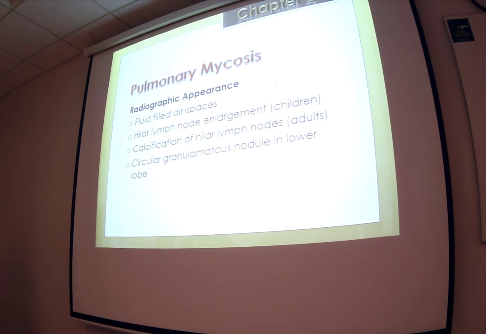Radiographically, like some of the other granulomas we've seen, you can see fluid-filled air spaces in the lungs. It could be just a single area or multiple areas throughout the entire lungs, typically in the lower area. You will see hilar lymph node enlargement, mainly in children, whereas in adults, you will see calcification of those lymph nodes.